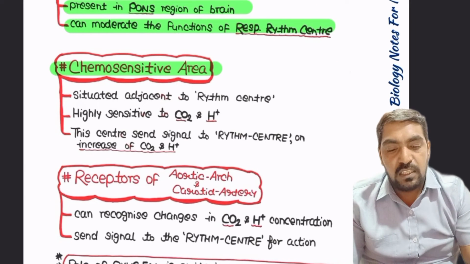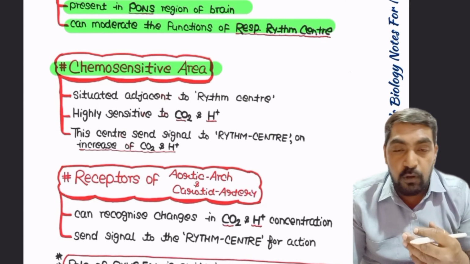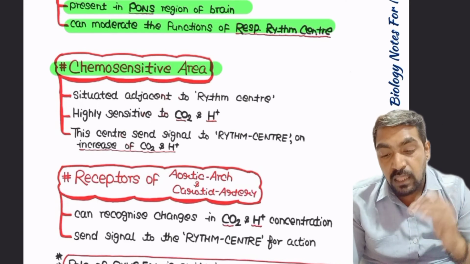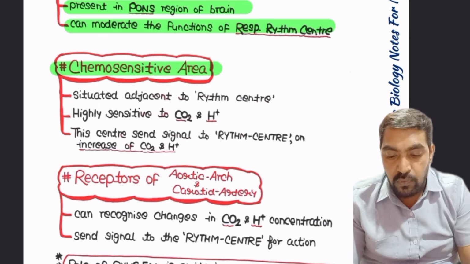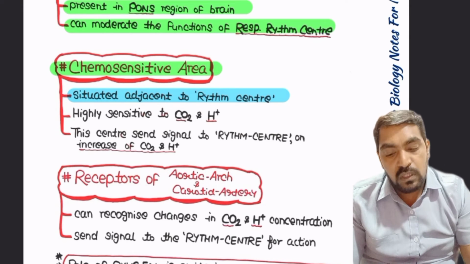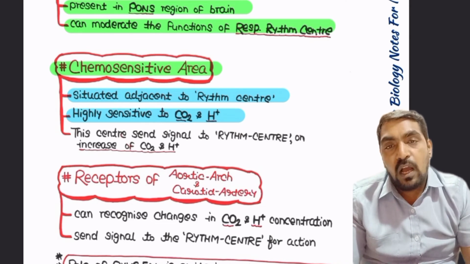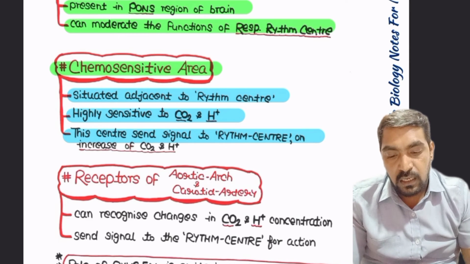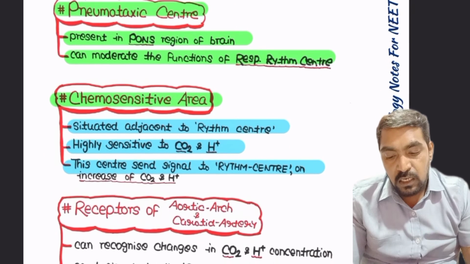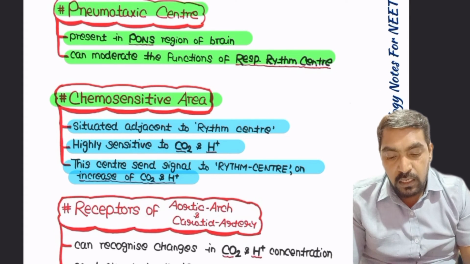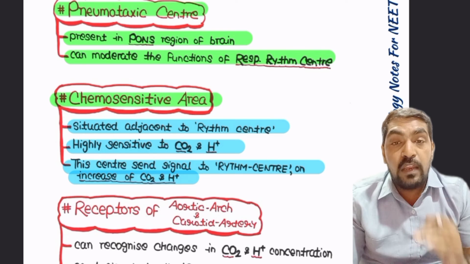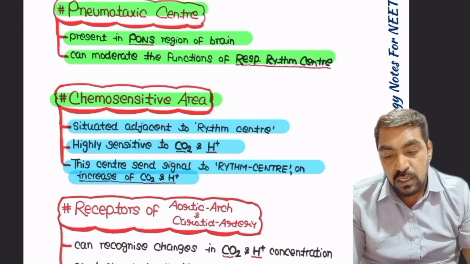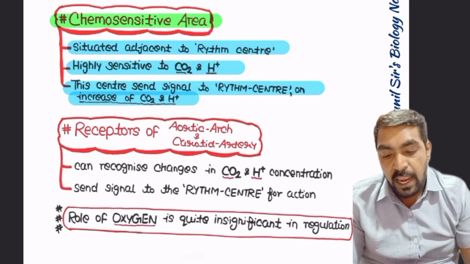We have the chemosensitive area. Sometimes the pH level of the blood increases or decreases, hydrogen ion increases or decreases in the blood, and that time this area plays an important role. Where is it situated? Adjacent to the rhythmic center, highly sensitive to carbon dioxide and H plus ion. This center sends signals to the rhythmic center, which is the pneumotaxic area, on increase of carbon dioxide and H plus ion. So whenever carbon dioxide concentration or H plus ion concentration increases, these centers get activated.